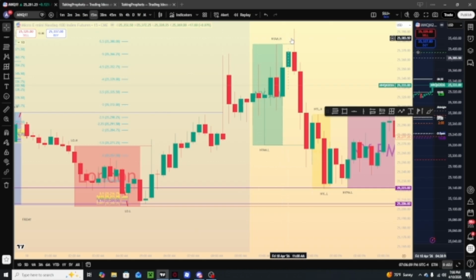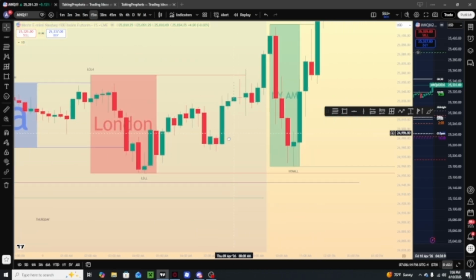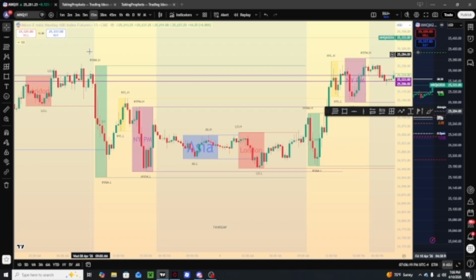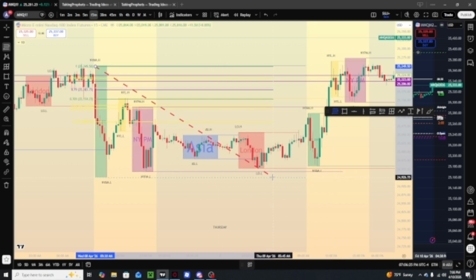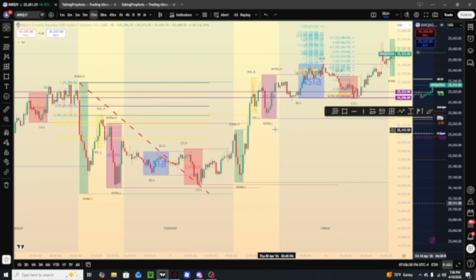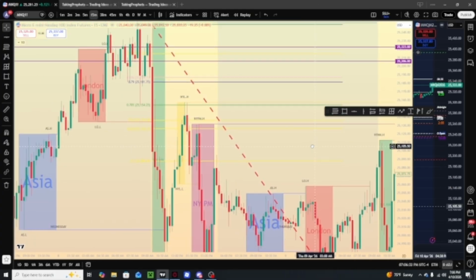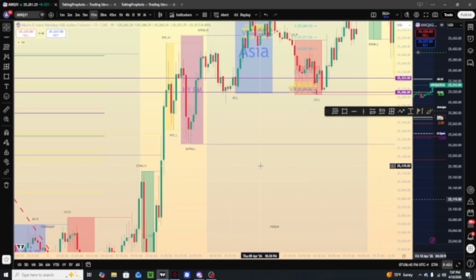Granted though, this is not the best price action for me to draw anything. So we'll be using New York. From previous New York down to New York lows, what did we do? We have the 705 retracement, 6.5 retracement, 0618 retracement, and OTE.